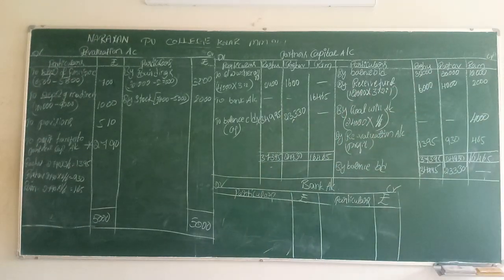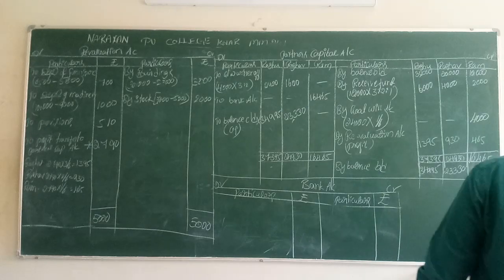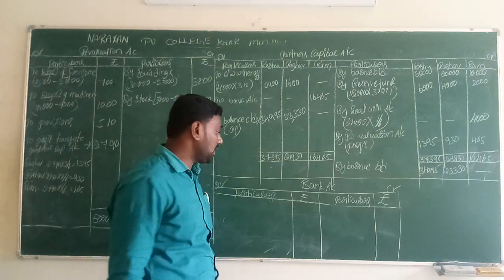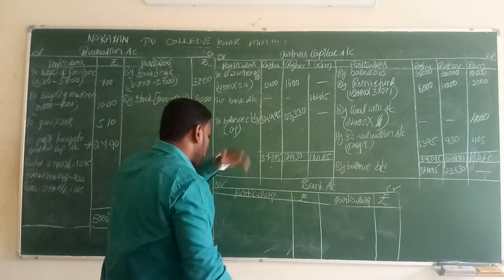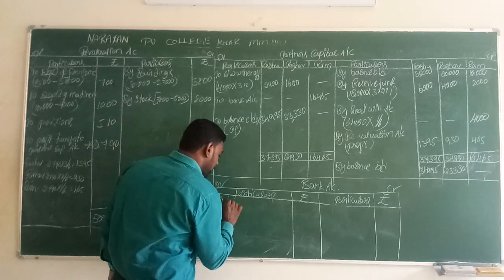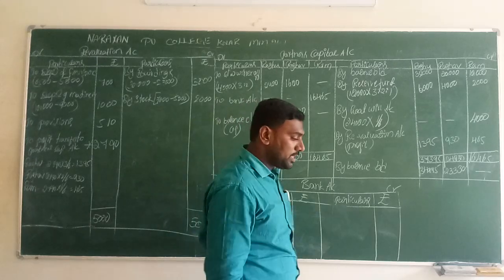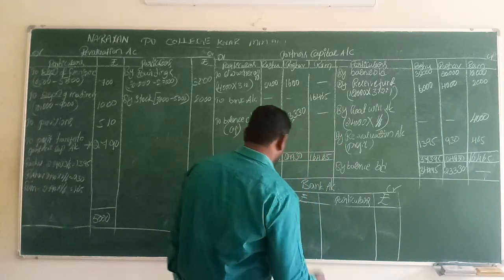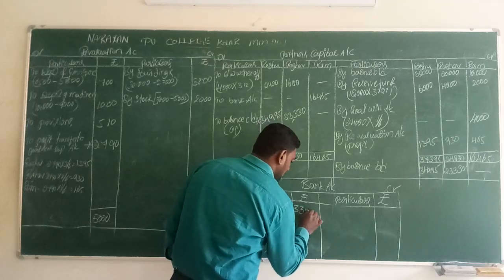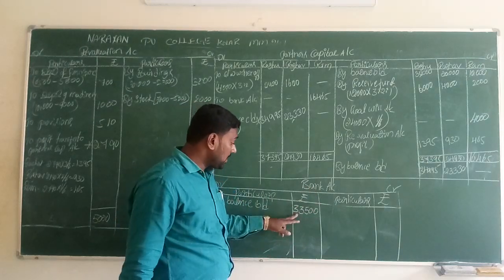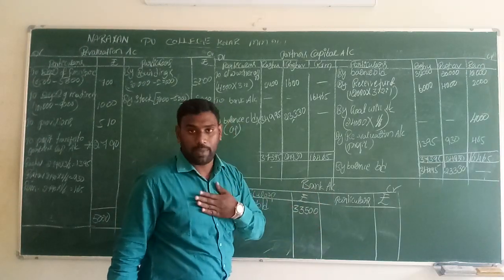So as I already said, in the bank account we only have to discuss the settlement transactions. In the bank account, where is the opening balance available? It is available in the cash and bank under the asset side of the old balance sheet. The right hand side is transferred to the left hand side as balance brought down. The value given is 33,500. So in our bank we have a balance of rupees 33,500.